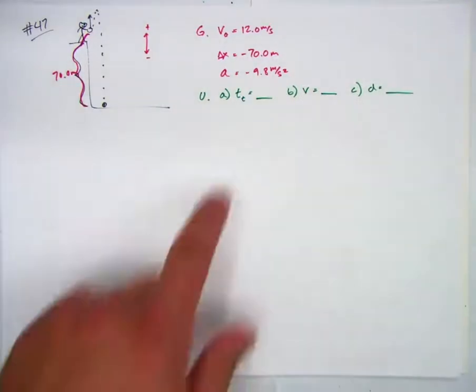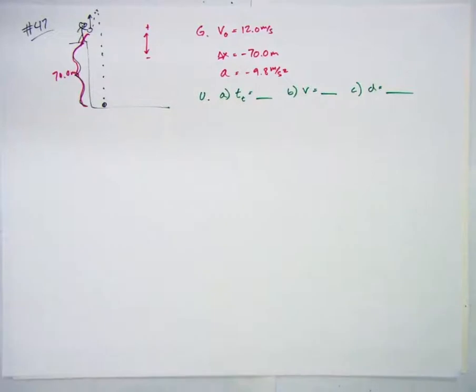Okay, let's look at the first one, total time. How can we find the total time it's in the air? And this will give us a chance to show you how in projectiles or free fall, things that are flying through the air, we can solve for total time using the quadratic in a couple different ways.